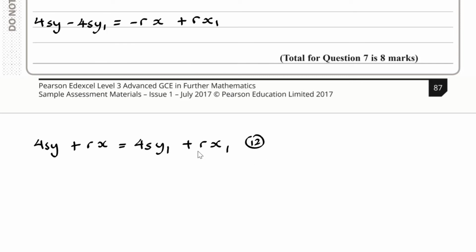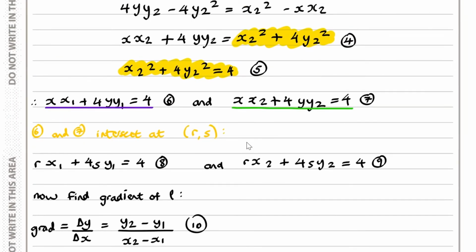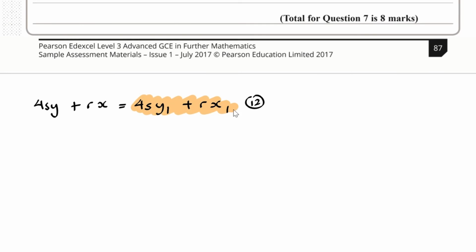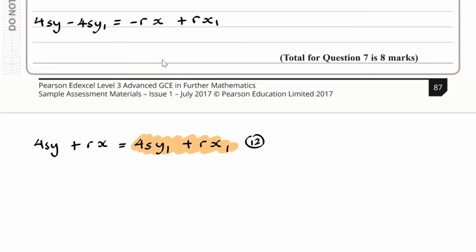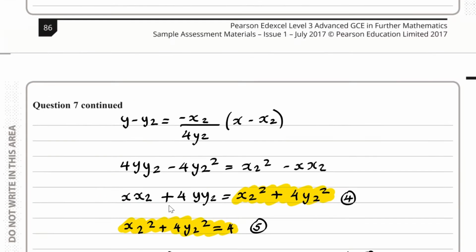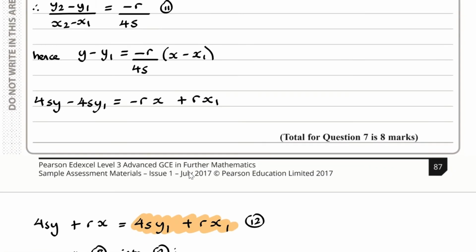And if you notice, this right hand side of this bit is equal to the left hand side of what we had in equation 8. So we can equate them. So instead of having 4sy1 plus rx1, we can replace this with 4. So if we now substitute equation 8 into equation 12, hopefully you can see that therefore, in conclusion, 4sy plus rx is equal to 4. Call this equation 13. And that's exactly what we wanted to show over here. Bit of a complicated question, but hopefully you can see everything fit nicely together.